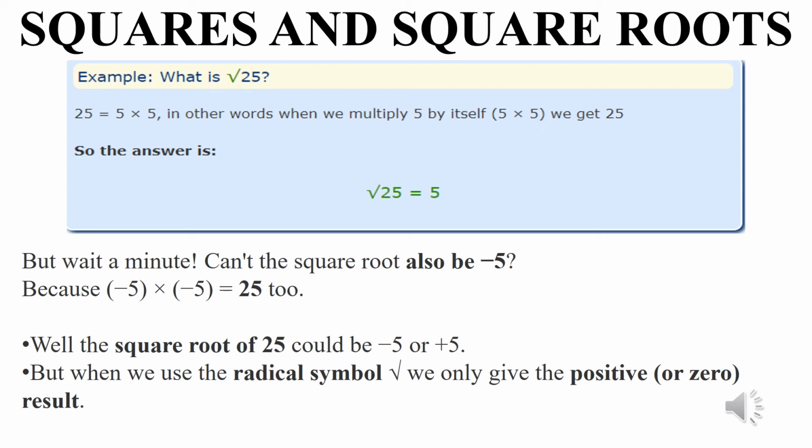Example, what is the square root of 25? 25 is equal to 5 times 5. In other words, when we multiply 5 by itself, 5 times 5, we get 25. So the answer is the square root of 25 is equal to 5. But wait a minute. Can't the square root also be negative 5? Because negative 5 times negative 5 is equal to 25 too. Well, the square root of 25 could be negative 5 or positive 5. But when we use the radical symbol, we only give the positive or 0 result.